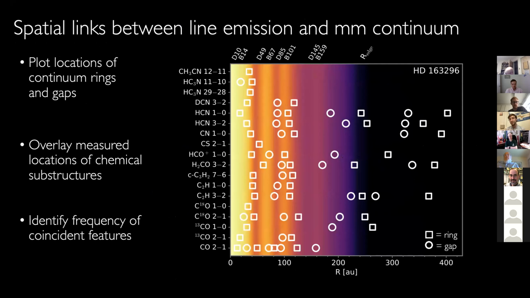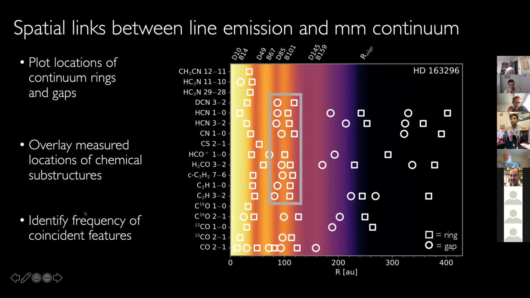So it's exactly what we do. The plot here is showing on the x-axis the radial location, and on the y-axis the particular molecular line. Each point here is showing a chemical substructure. The squares here are rings and the circles are gaps. The color scale in the background is the dust emission. So bright regions correspond to dust rings and dark lanes correspond to dust gaps. We did perhaps the most naive analysis we could, and simply plotted everything on top of each other and began to search for radial coincidences.